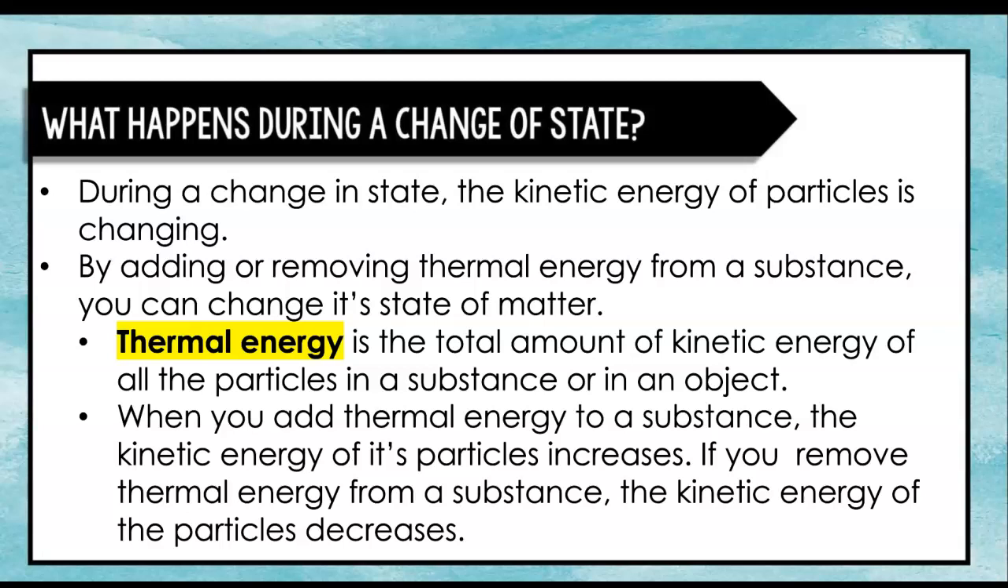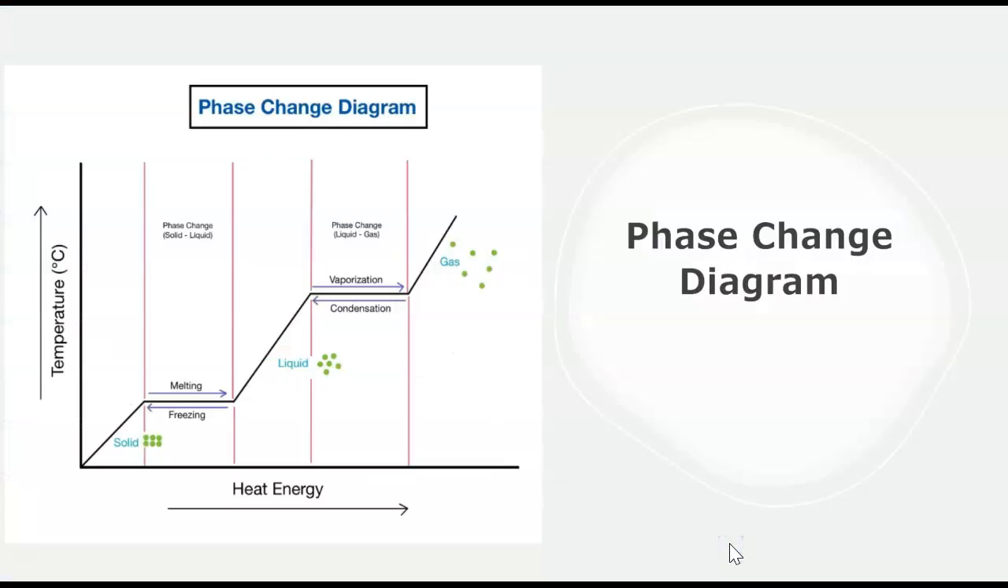So when we add thermal energy to a substance, or we add heat to a substance, the kinetic energy of its particles is going to increase. When we heat something up, the molecules in a solid, liquid, or gas are going to start moving faster and faster and faster. If we cool it down, or we remove heat or thermal energy, then the kinetic energy of the particles is going to slow down. They're going to start moving a lot slower. So by changing the amount of thermal energy, we can actually force an object to go from a solid to a liquid, or from a liquid to a gas, and then back again.